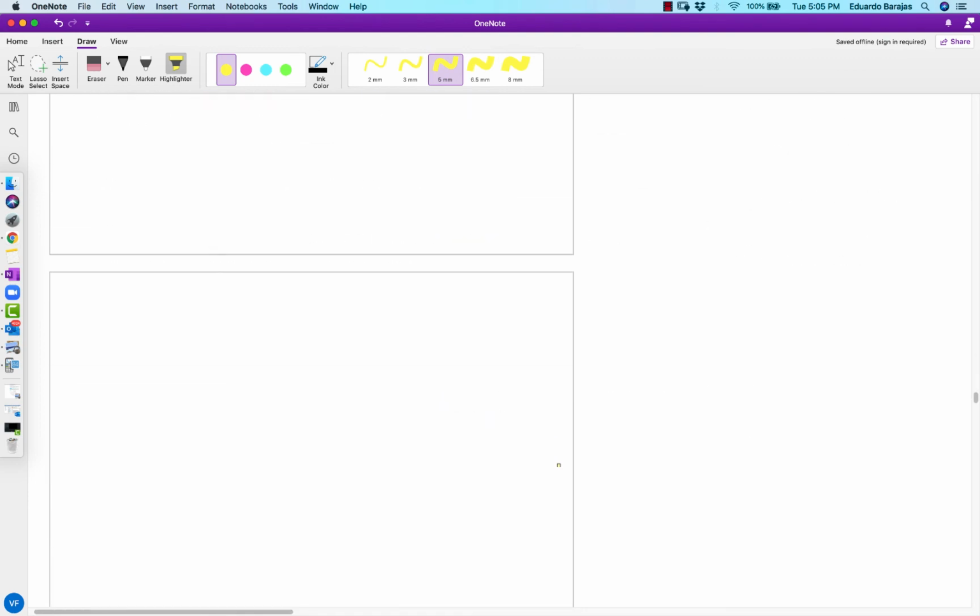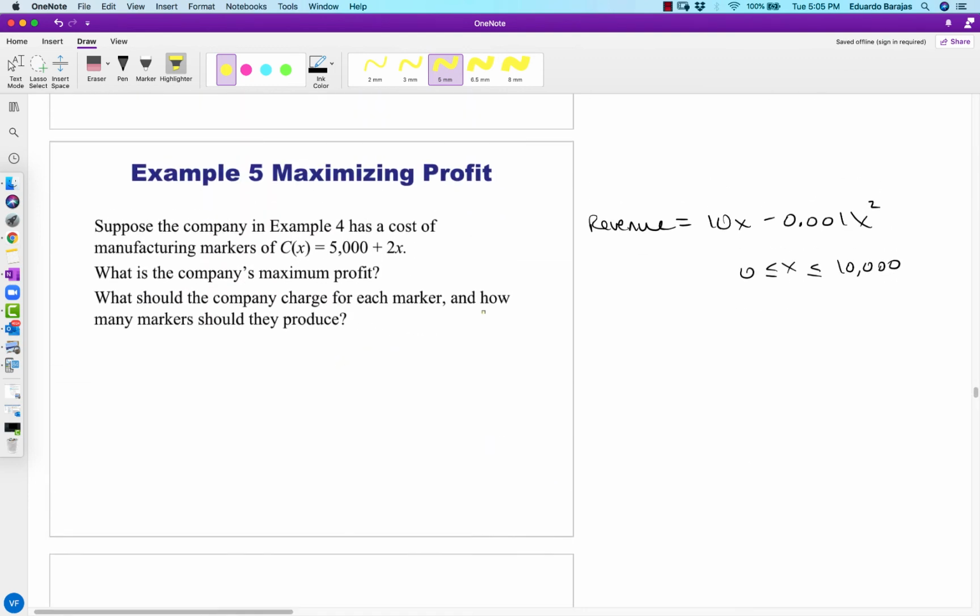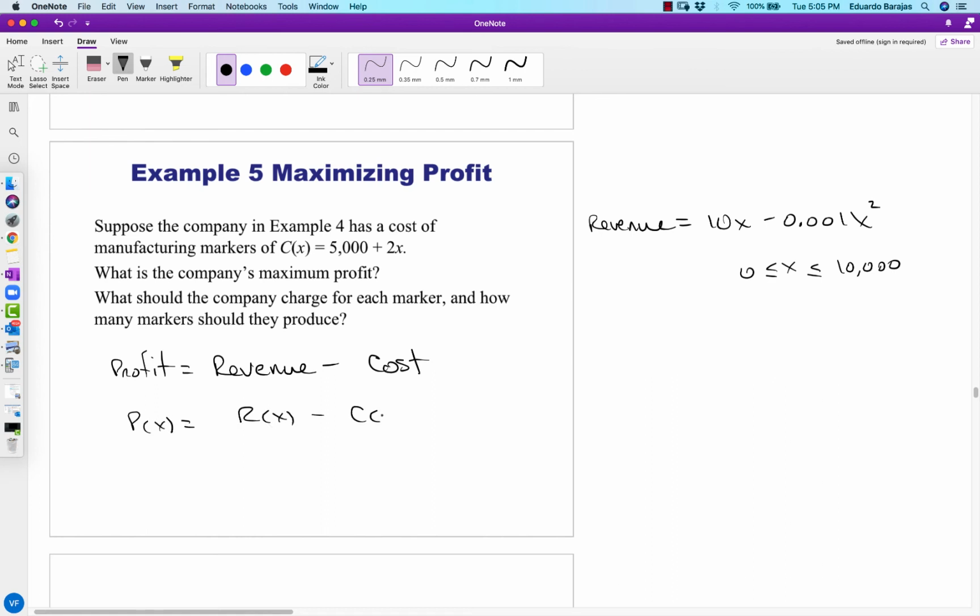Okay, so 10x minus 0.001x squared. We want to use that to answer this question. Now this question cares about maximizing profit. If you remember the formula for profit, profit is equal to the total amount collected, the revenue, minus the costs associated. So for us, that means that P of x is going to be equal to R of x minus C of x. So P of x is going to be equal to 10x minus 0.001x squared, that's the revenue, minus the cost, which was 5,000 plus 2x.